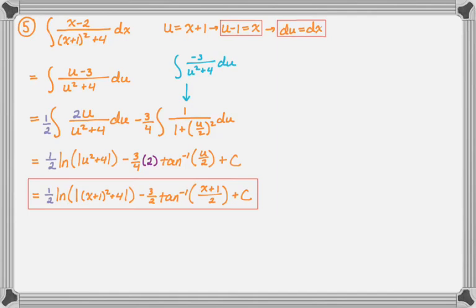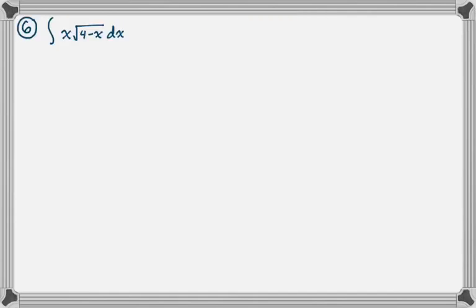Let's take a look at another one. So, the integral of x root 4 minus x dx. When you do these problems, it's usually the case that things that are in a quantity are what's causing you a problem. So here, the thing inside the radical is causing me a problem because it's 4 minus x, and that's a little weird.